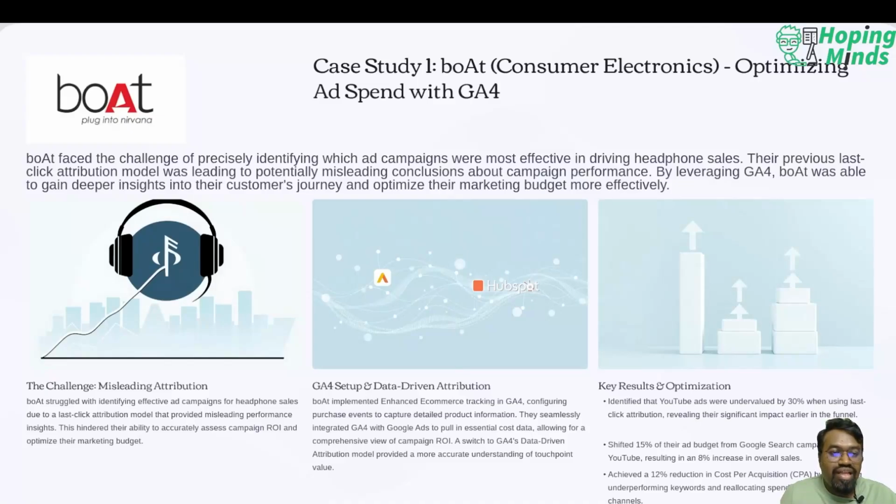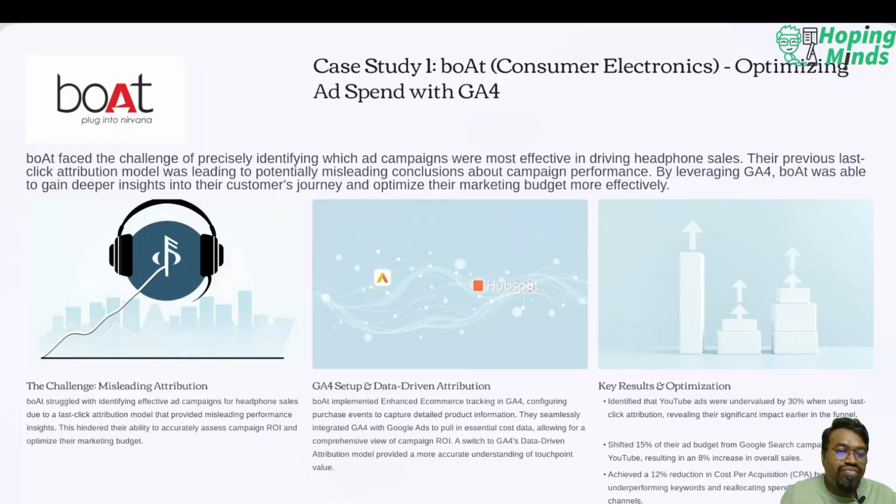Apart from that, they have achieved some important aspects in their marketing, like they have shifted 15% of their ad budget from Google search campaigns to YouTube campaigns, resulting in an 8% increase in overall sales. So basically, you can understand by this that they have shifted from one campaign to the other, making sure that they are not losing much.